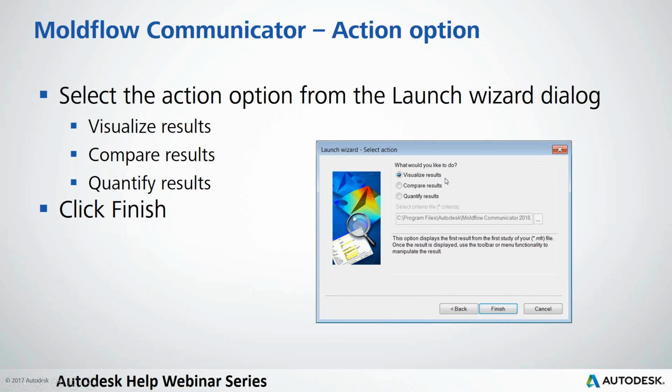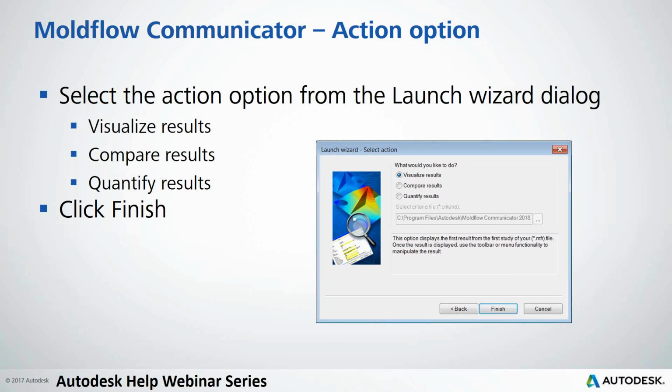With this, if there happens to be two studies in the one MFR file, Visualise Results will just open and display the first study. If you click on Compare Results and there's two studies in the one Communicator file, it will open and lock the results, lock the rotation between the two. I'll show all this in the demo.